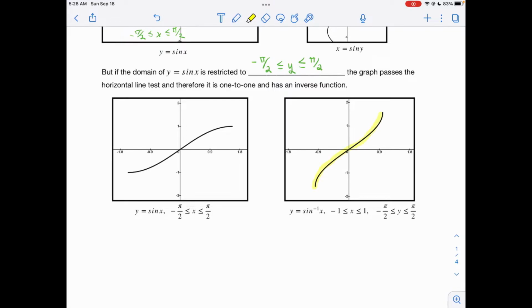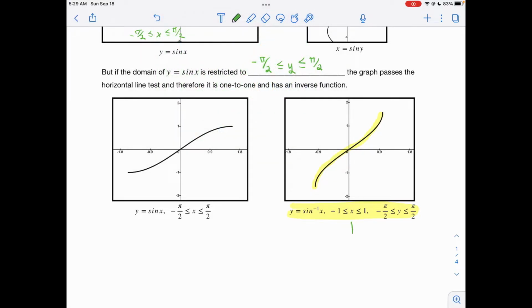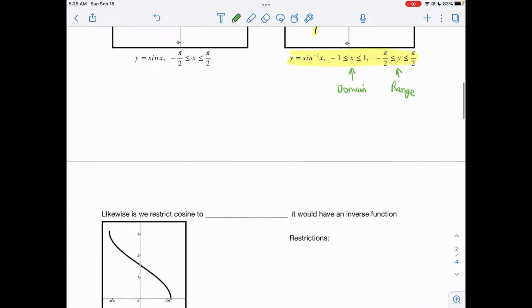And then when I sketch it, my inverse equation, when I switch my x's and y's, is the graph of the arc sine of x. And notice that our domain is from negative 1 to 1, and our range is from negative pi over 2 to pi over 2. And so that's very important. Always notice the restrictions of the trig functions.